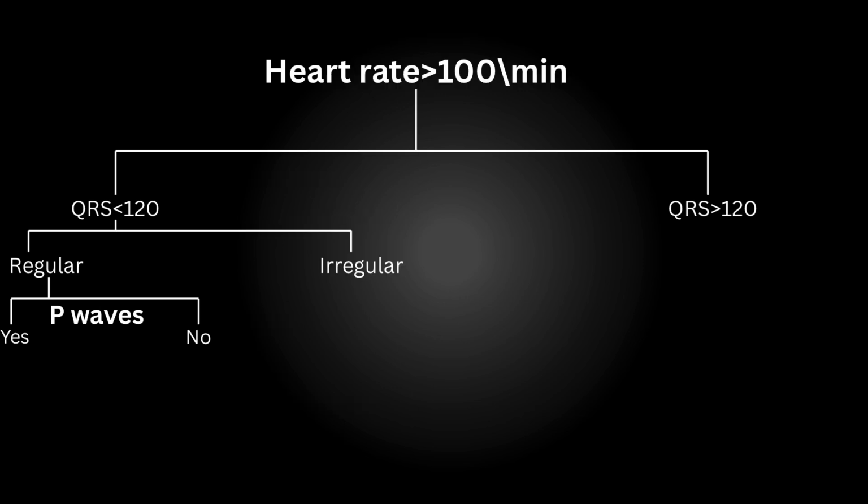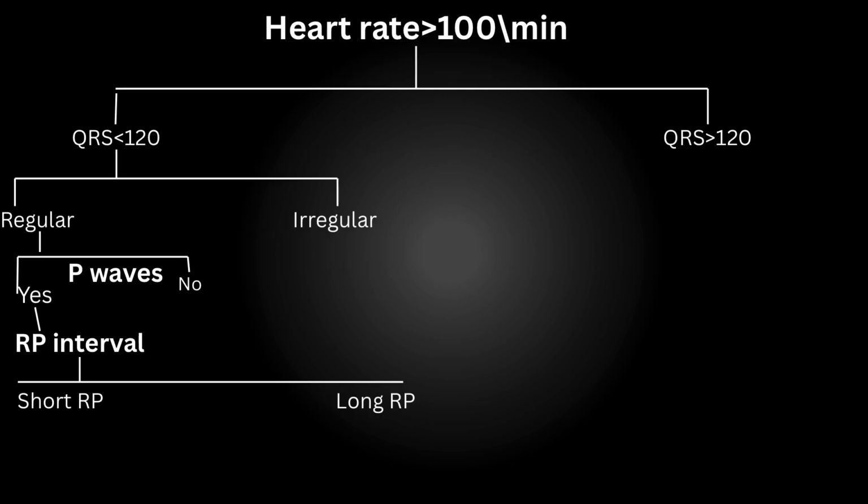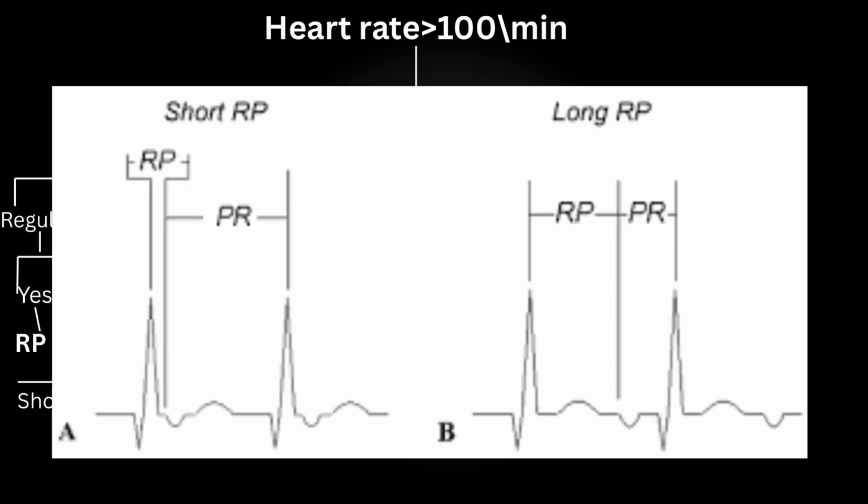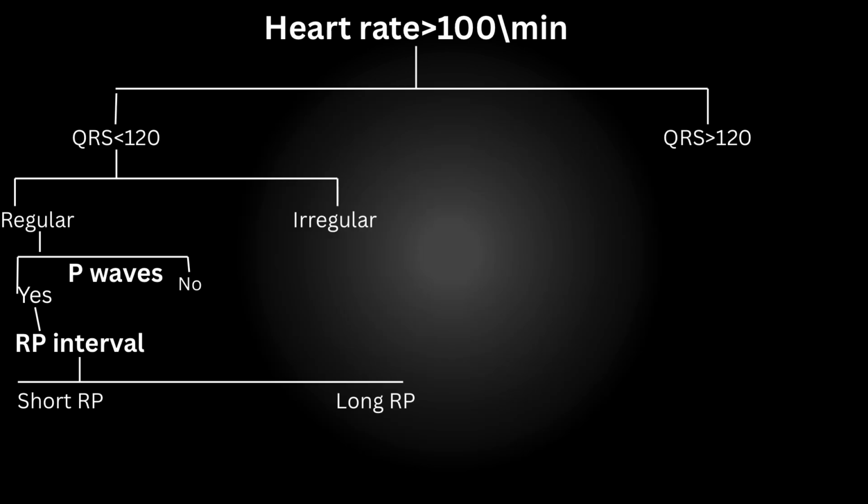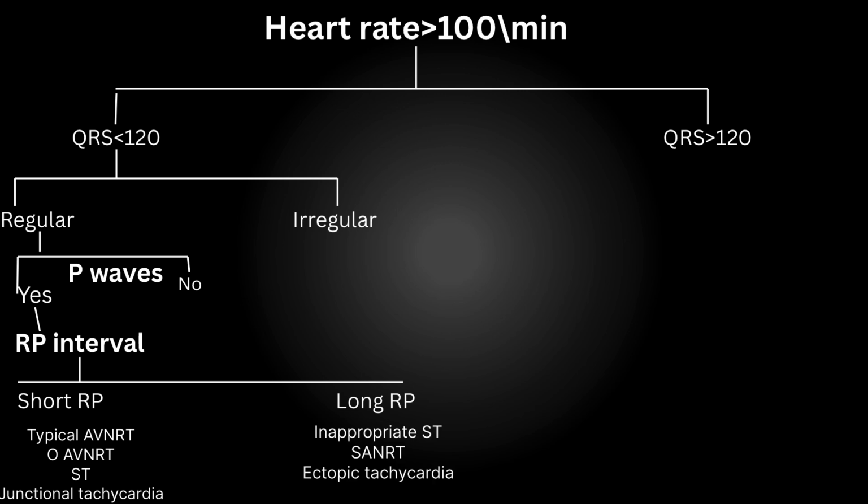Next, if the rhythm is regular, that is there are regular P waves, then check the RP interval. The RP interval is the time from onset of the QRS complex, that is ventricular activation, to the onset of the P wave, that is atrial activation on the ECG. If the RP interval is short, then there is possibility of typical atrioventricular nodal reentrant tachycardia, orthodromic AVRT, sinus tachycardia and junctional tachycardia. And if the RP interval is long, then there is possibility of inappropriate sinus tachycardia, sinoatrial nodal reentrant tachycardia and ectopic atrial tachycardia.